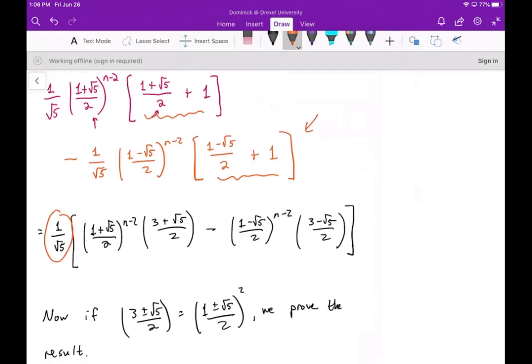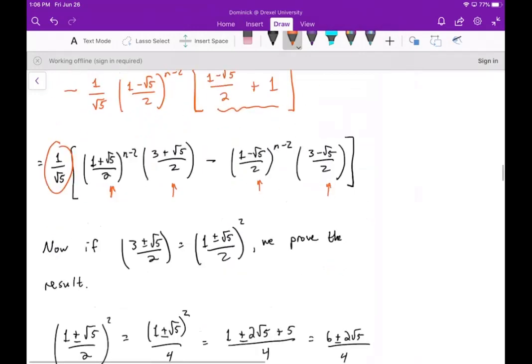I'm going to get a 1 over square root of 5 out front. And then I get this 1 plus square root of 5 over 2, 1 minus square root of 5 over 2, both to the n minus 2 power, and then they're each being multiplied by these expressions. So now if we can prove that (3 plus or minus square root of 5) over 2 is ((1 plus or minus square root of 5) over 2) squared, then we have it, because then both of these are now to the n power, right?